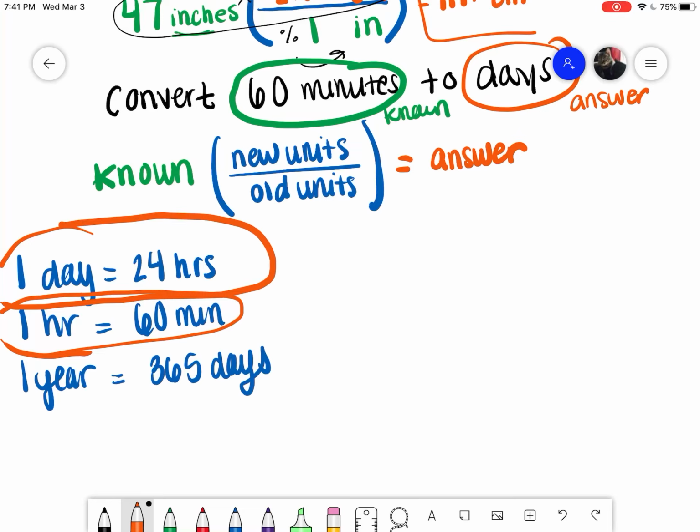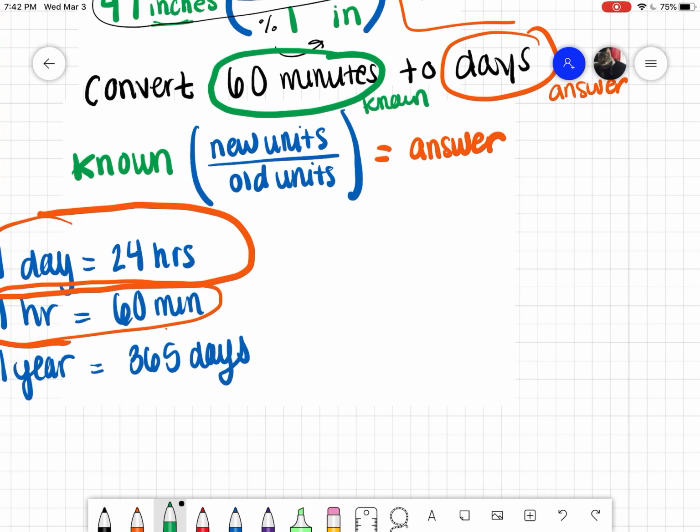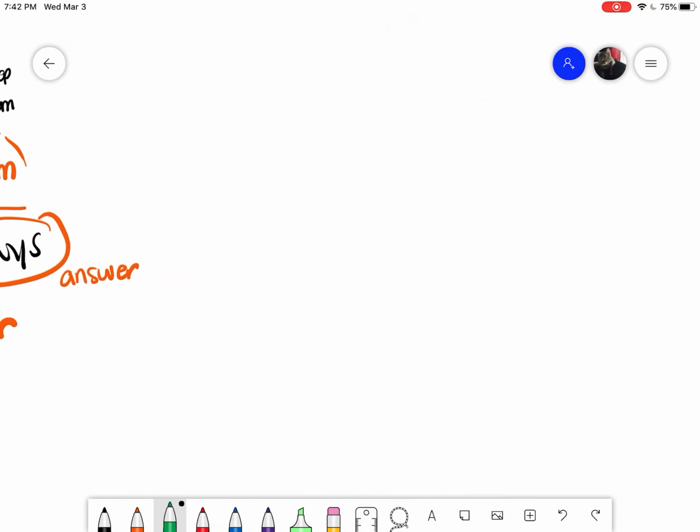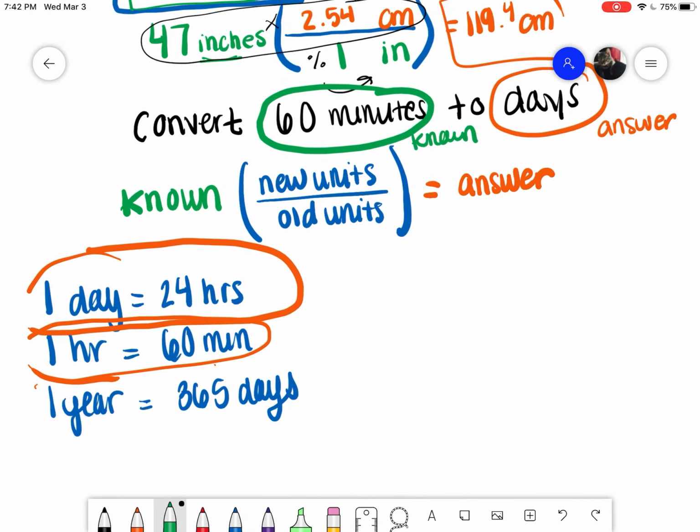So instead of just using one conversion like we did in the last question, we have to use 2, because the conversion for minutes doesn't give us days, it gives us hours. But if we find the conversion for hours, it does give us a day. So let's start by writing our known from the question that they gave us. So our known is 60 minutes, because that's the number they gave us in our question.